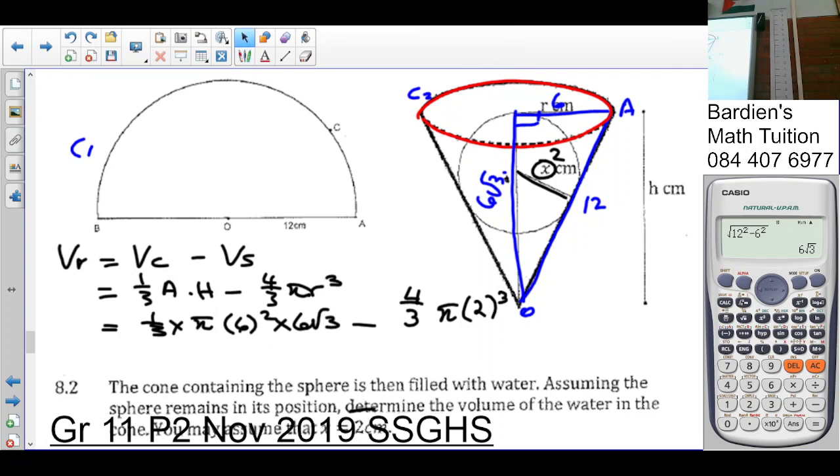Okay, so that gives us a third pi times 6 squared times 6 root 3, minus 4 over 3 pi times 2 cubed. Gives us 358. Is that correct? 358.27 centimeters.